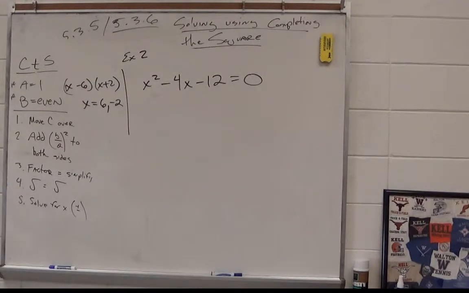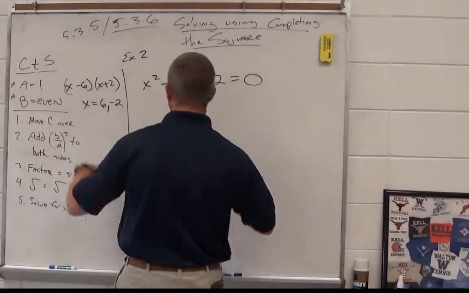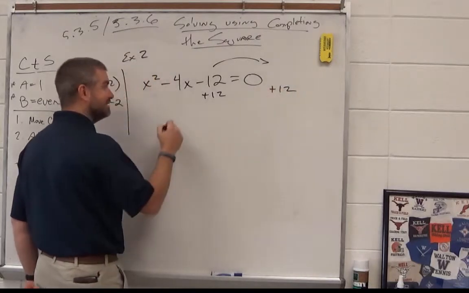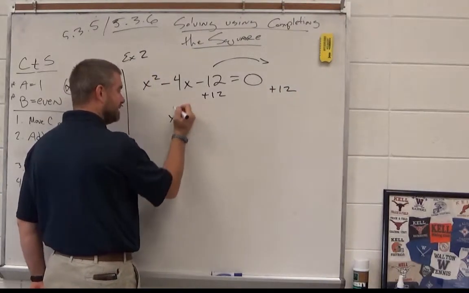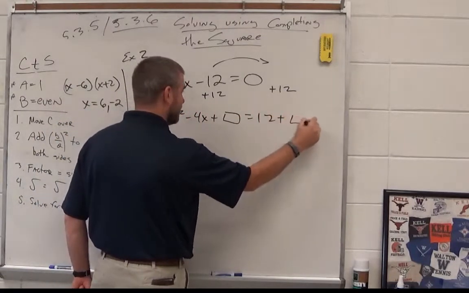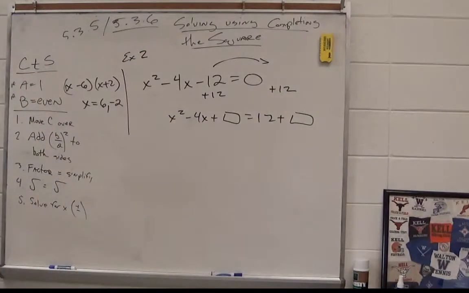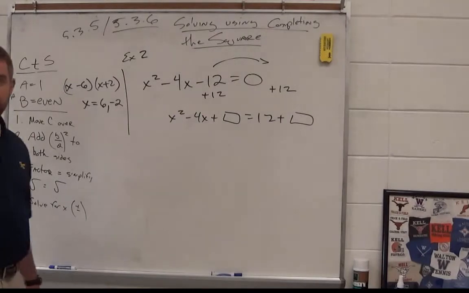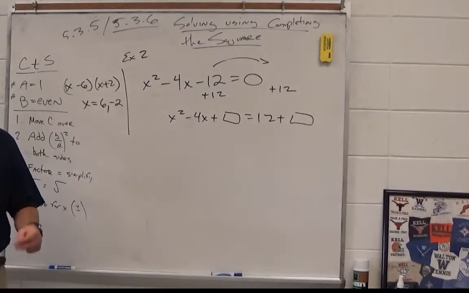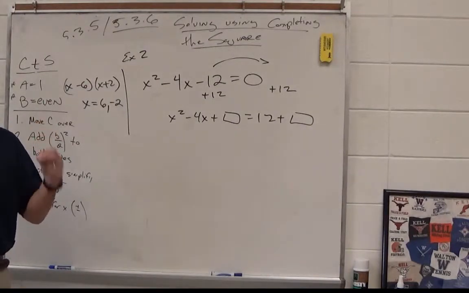First step. What's step number 1? Move the C over. Right? Add 12 to both sides. Watch how easy this is. X squared minus 4x plus box equals 12 plus box. Right? I'm just putting the box in there to emphasize that we're going to add something to both sides. Okay? The magic question is, what value goes in the box? What value do we have to add to both sides to complete the square?